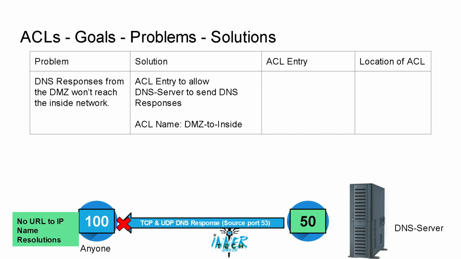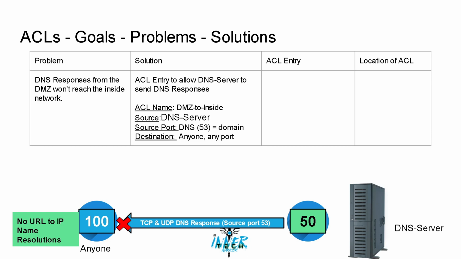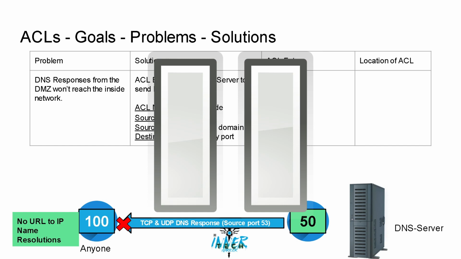Let's call the ACL DMZ-2-inside. The source should be the DNS server, as long as it's sending a DNS response, and the destination should be anyone. Pause here and try to create it.